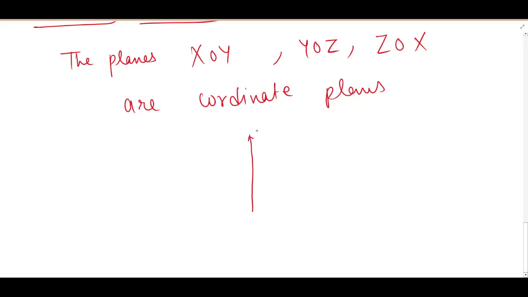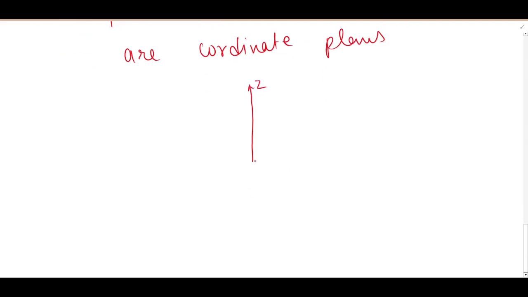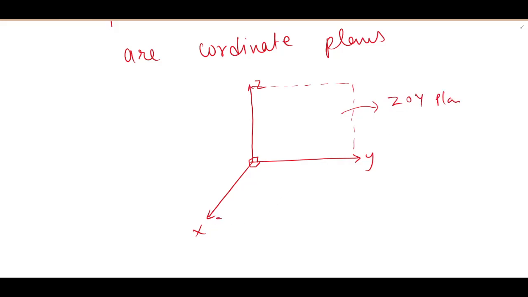So we can show it here. This is the positive z-axis, the y-axis, and the x-axis, and the three axes are perpendicular to each other. So this plane is known as the z o y plane, and this is the x o y plane. This is the center O, and this is the x o z plane, and these are coordinate planes.